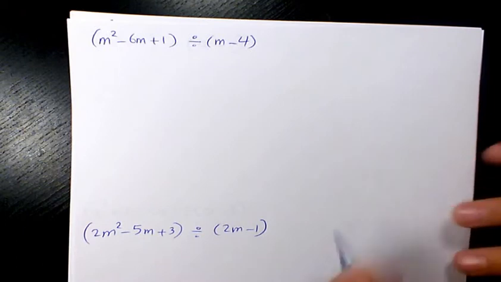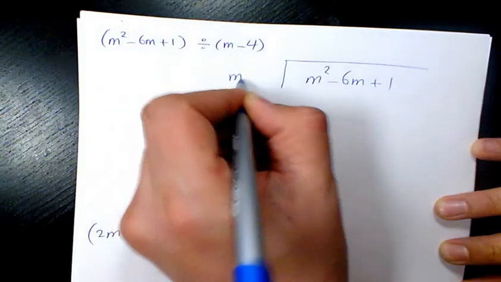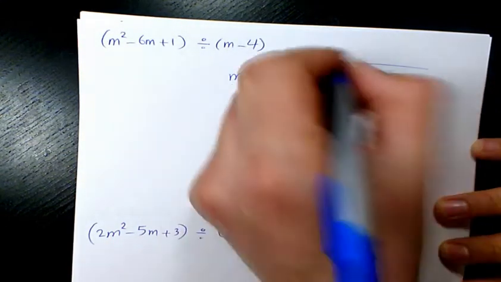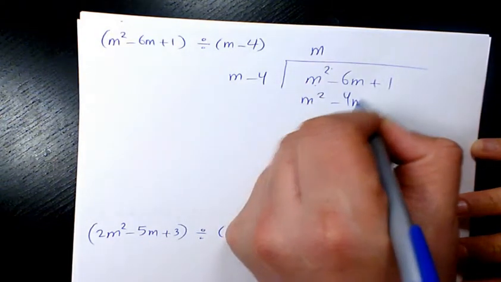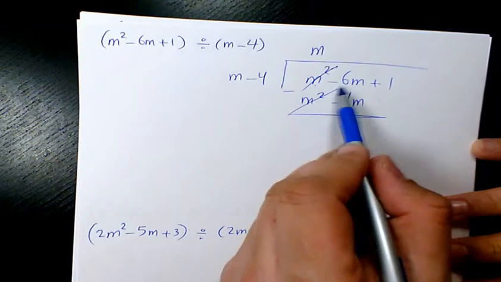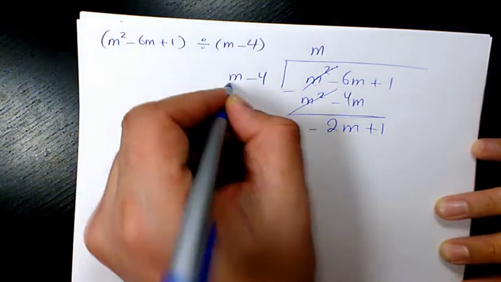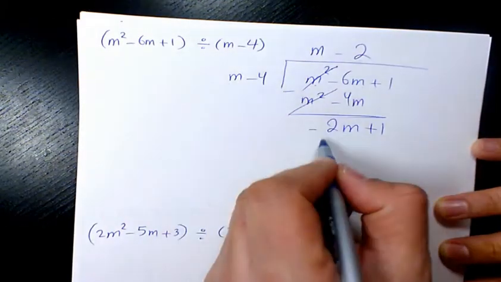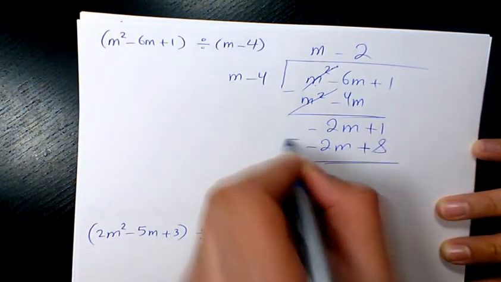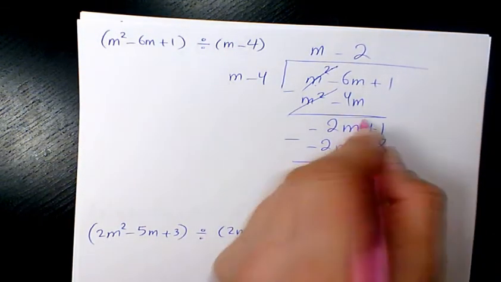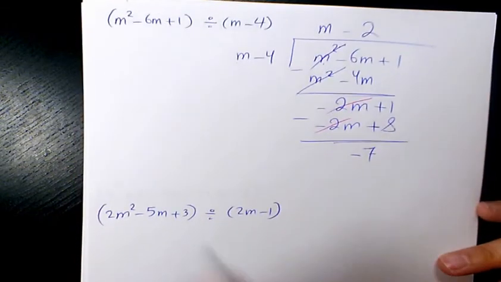Now let's see this example. M squared minus 6m plus 1 divided by m minus 4. M squared divided by m, m. M times m squared. M times negative 4, negative 4m. When you subtract it, this cancels out. Negative 6m minus negative 4m is going to be negative 2m plus 1. Negative 2m divided by m is going to be negative 2. Then it's going to be negative 2m. Negative 2 times negative 4 is going to be plus 8. When you subtract it, these two cancel out. 1 minus 8 is going to be negative 7. So that's going to be the remainder.